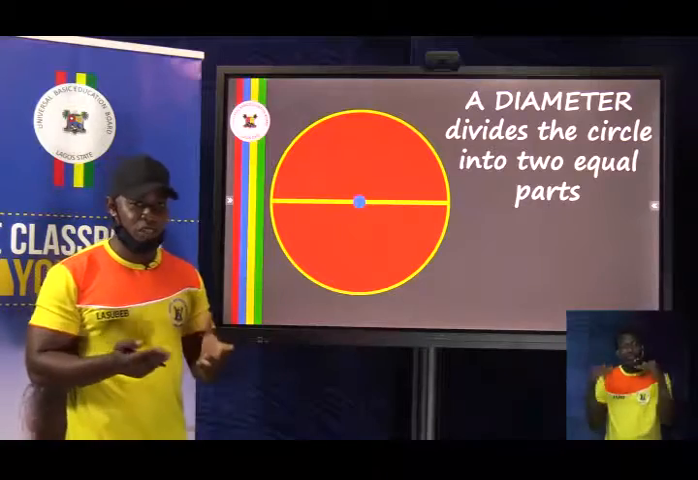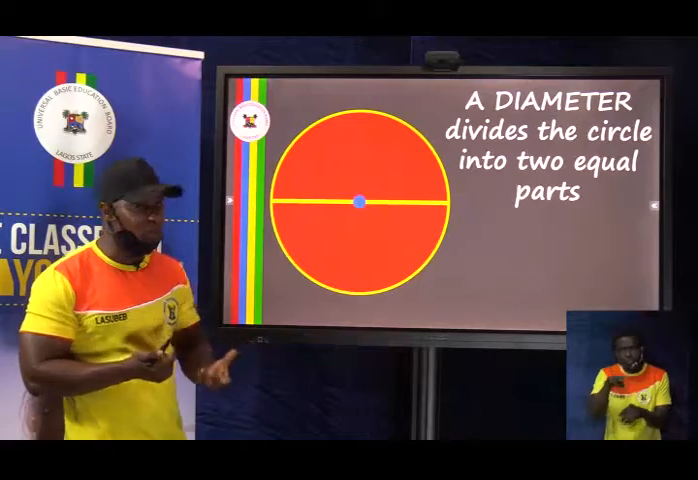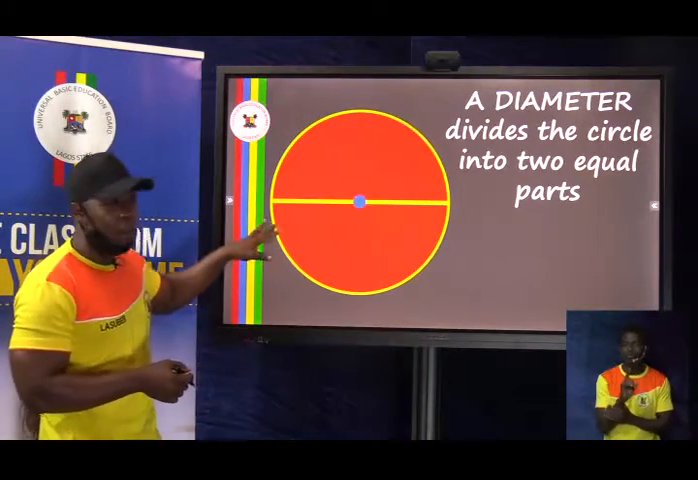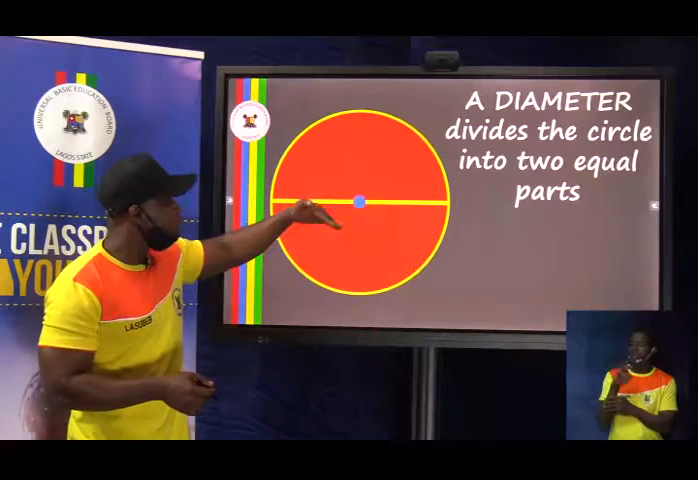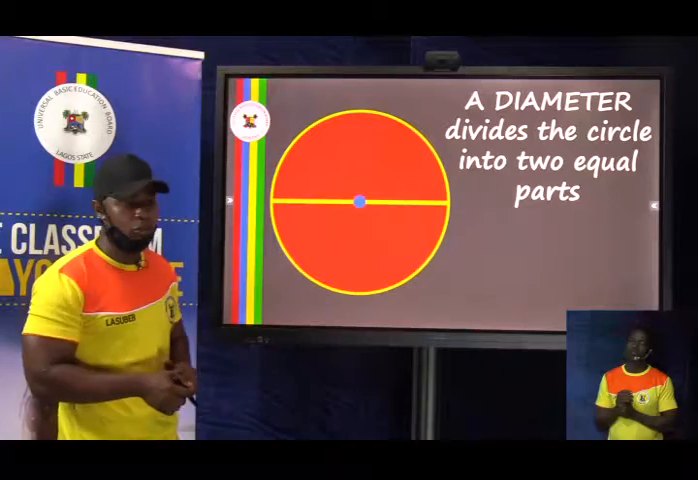Just like when you want to share an orange with your brother, you divide it into 2 equal parts along the center. That is a chord. It's a diameter. So this is a diameter. It divides the circle into 2 equal parts. This red part here is the same as this other red part on top.